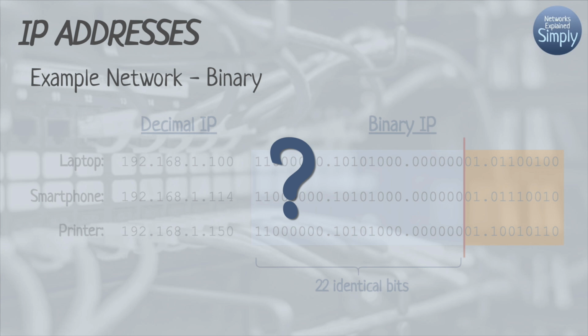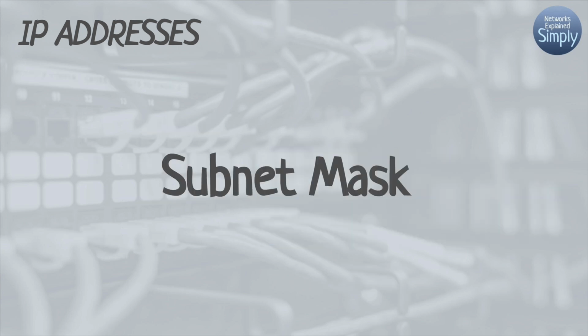The fact is, we don't yet have enough information to confidently determine the number of network bits that are used on this network. So, what's the additional information that we need? The subnet mask is a setting which is used to define the scope of a network, as well as how IP addresses should be interpreted on the network.